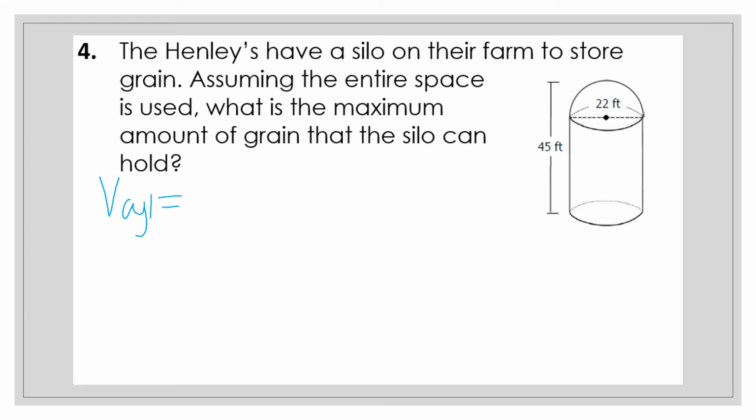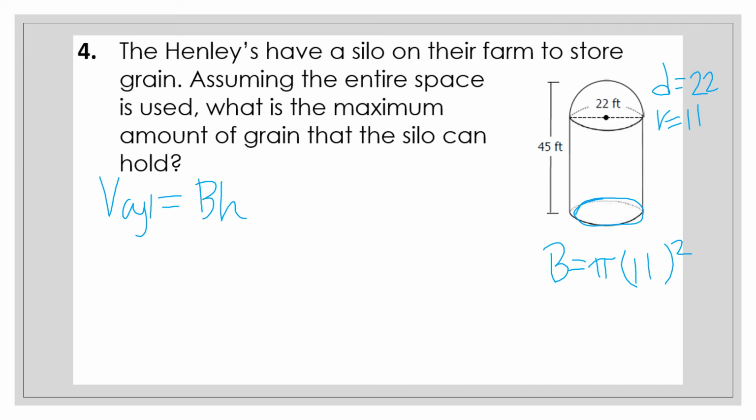To find the volume of a cylinder, our formula is the area of the base times the height. The area of the base is a circle, so we do pi r squared. We've got to figure out the radius. If you look at the hemisphere at the top, you can see it has a diameter of 22, which means the radius will be 11. So 11 squared is 121, which makes the area of the base 121 pi.